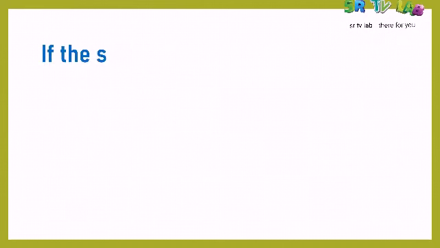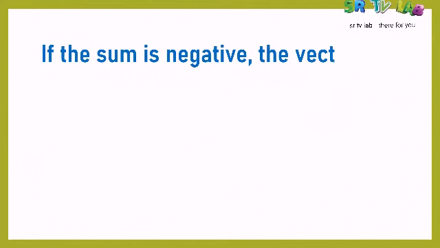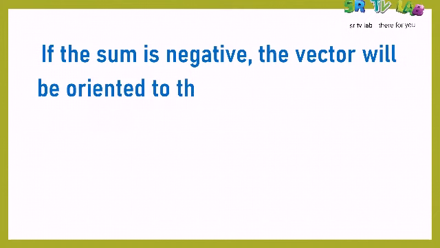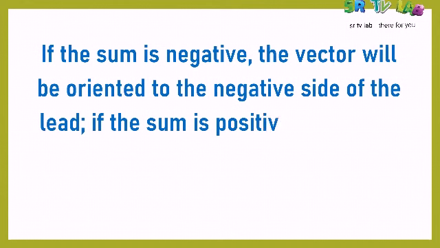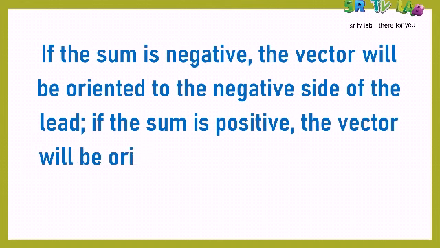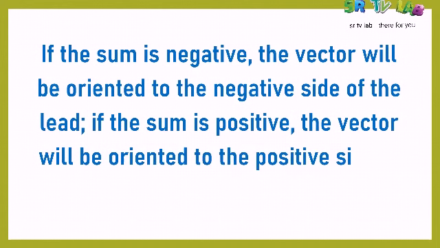Now, if the sum is negative, I mean the summation of the waves is negative, the vector will be oriented to the negative side of the lead. If the sum is positive, then the vector line will be oriented to the positive side of the lead.